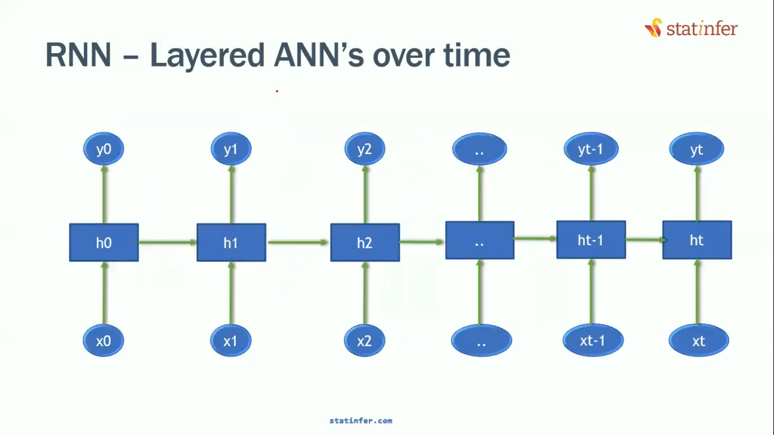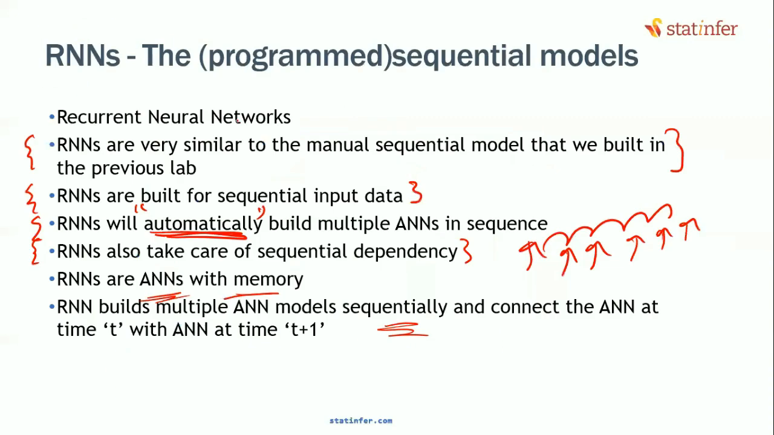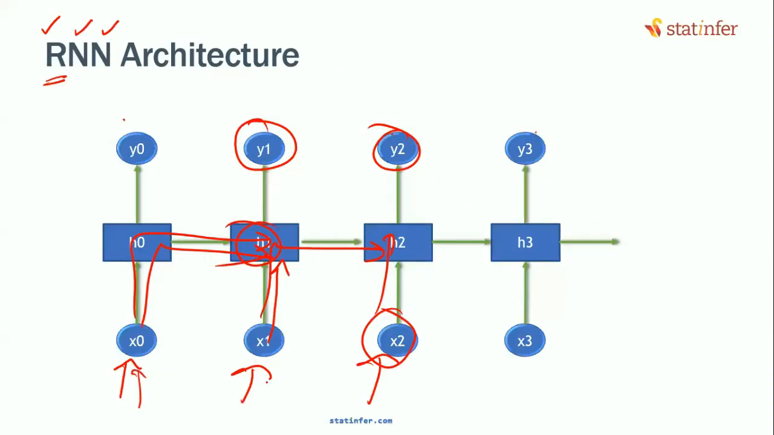RNNs are layered ANNs over time. Time step 0, time step 1, time step 2, time step 3, like that. So whatever we have done until now need not be done manually. All that you need to do is give the data, word 1, word 2. That's it. You just tell RNN, hey, predict word 3 for me.